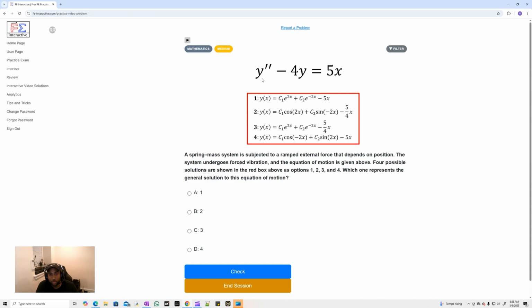This is a second order differential equation because I'm seeing this second derivative here. Additionally, it's a linear differential equation since there's no product of derivatives, there's no sines or cosines or nonlinear functions of y in this. And I'm seeing a forcing function here, so that means I have a non-homogeneous second order linear differential equation. So that's kind of how you go about labeling it.